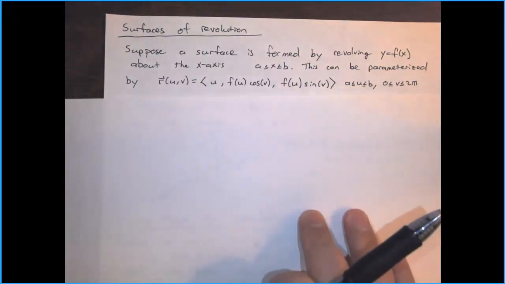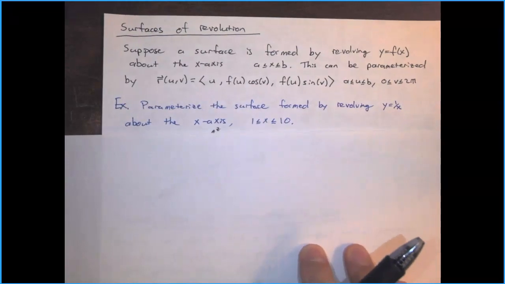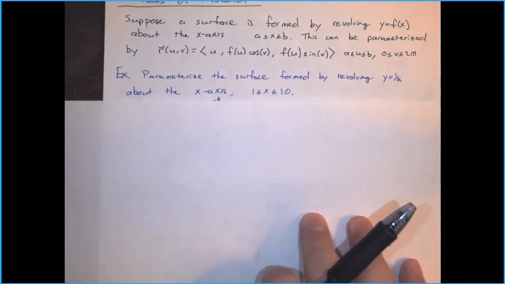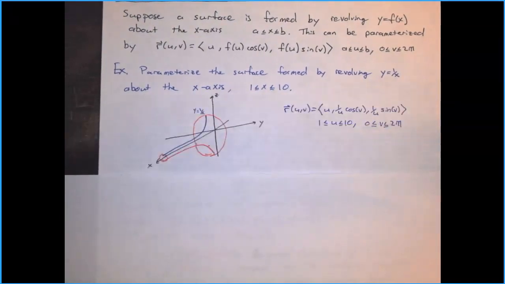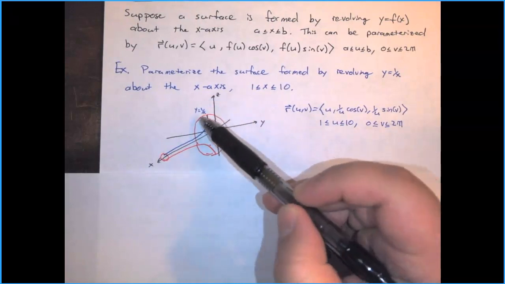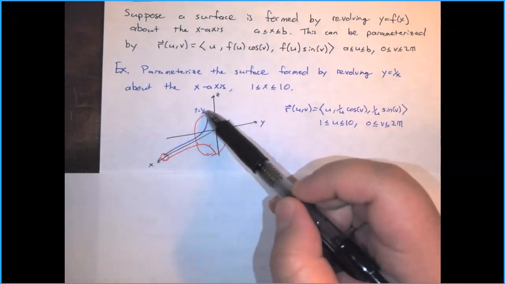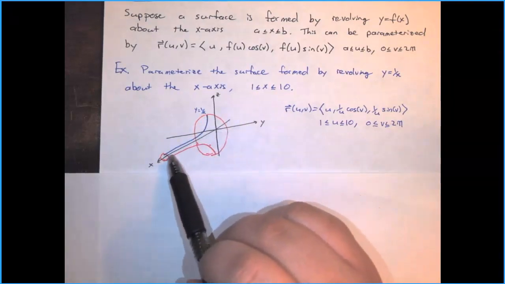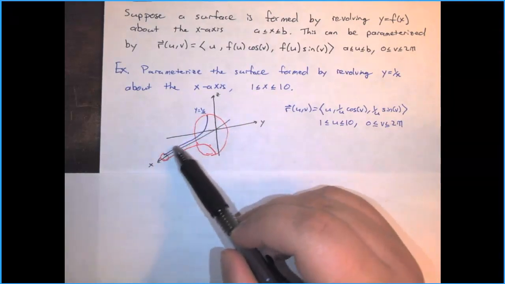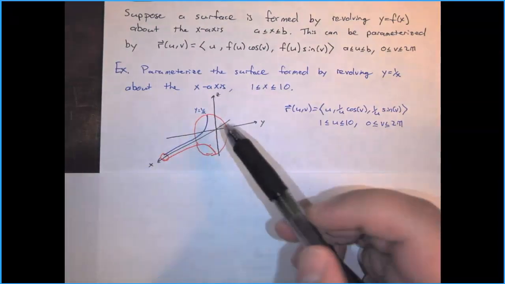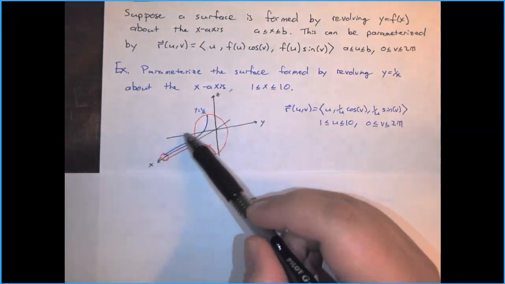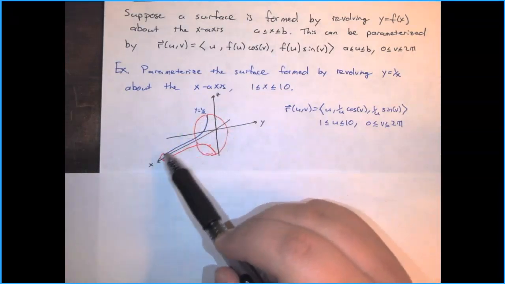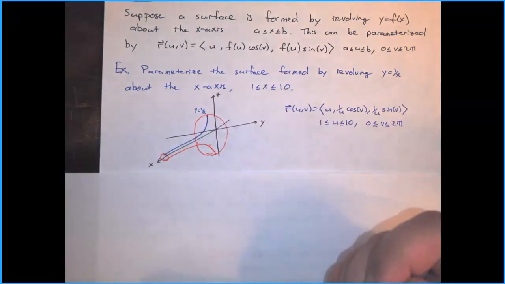So let's look at a quick example. Parameterize the surface formed by revolving y equals 1 over x about the x-axis. x goes from 1 to 10. So what would this look like? And I've drawn this curve incorrectly. This curve in blue, I'm representing the original curve y equals 1 over x, but this should be in the xy plane over here. I just thought it would be easier to see here. So I'm drawing it actually in the xz plane, but you can use your imagination. So this is the curve I'm starting with, and if I want to revolve it about the x-axis, I just draw circles around the x-axis, and I get this surface.